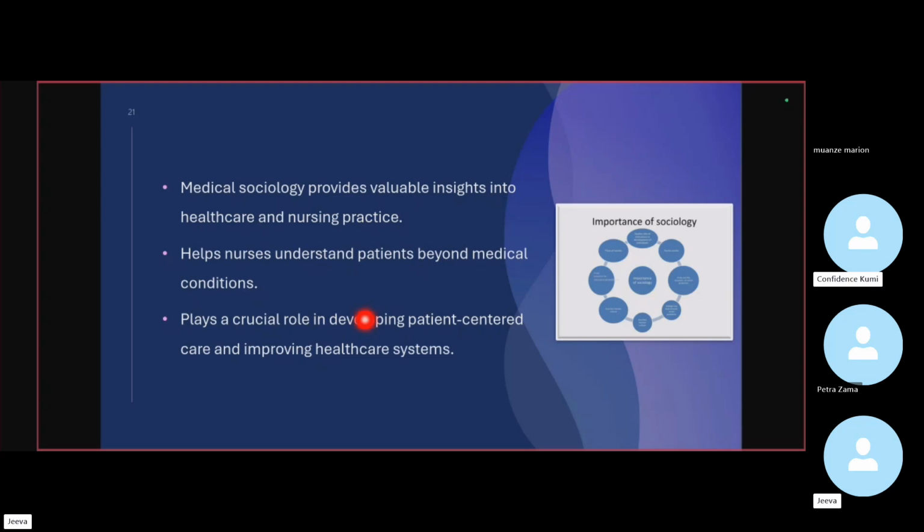Can someone respond if you are clear? Is it clear? Can you come again, Mom? Sorry? I can't get you well. I have some network problems here. Can you say come again? Let me hear you. Can you understand what I'm teaching? Yeah, I'm understanding. Okay, so we'll move on to the next topic, medical anthropology.